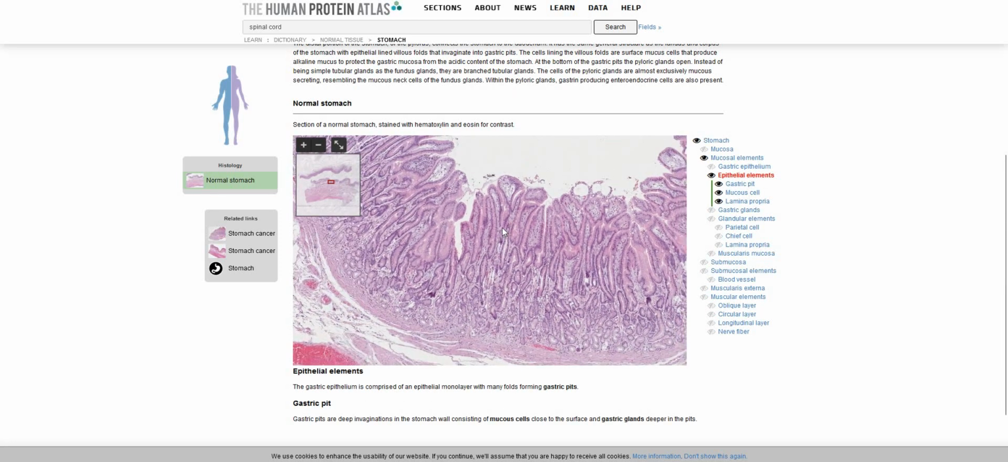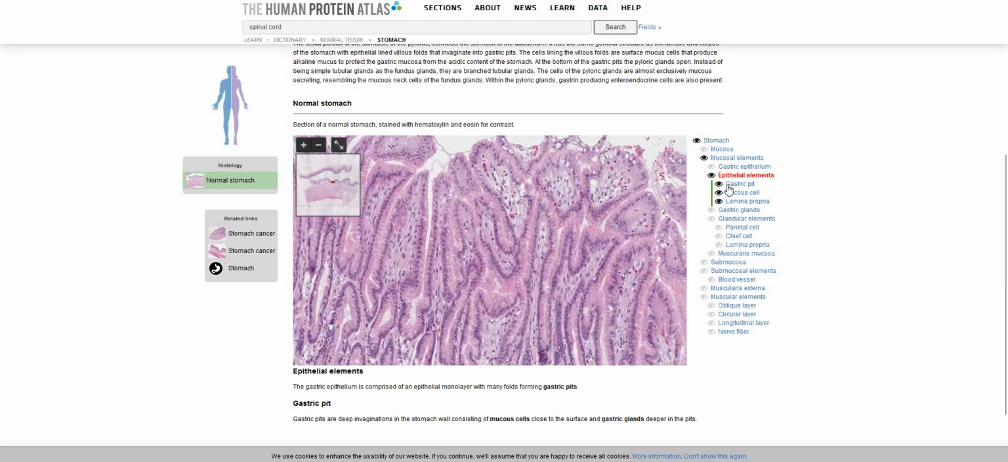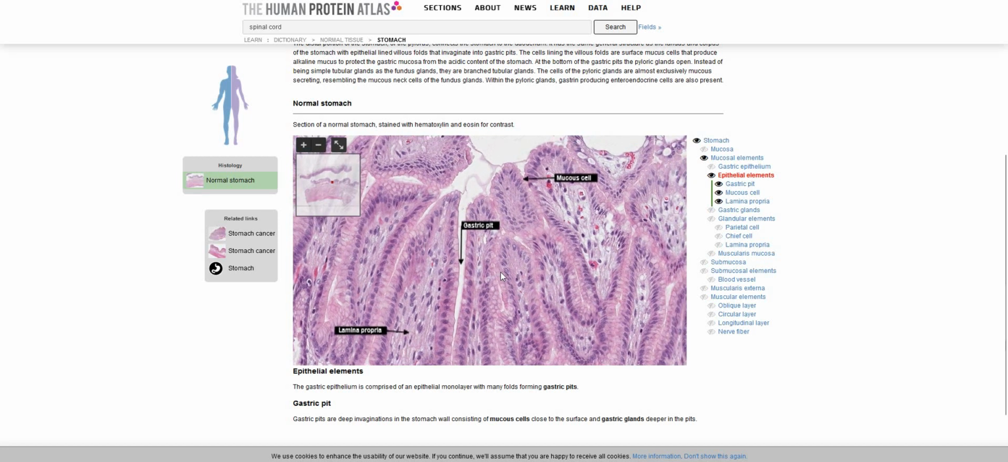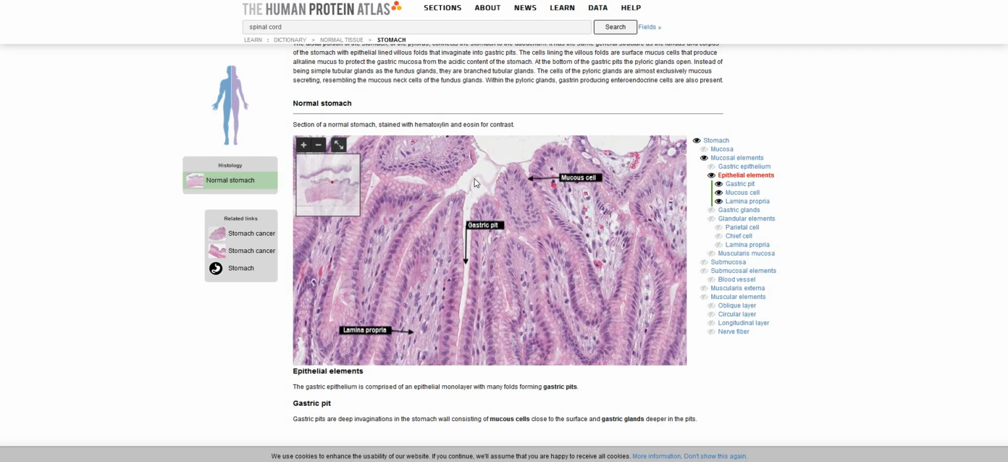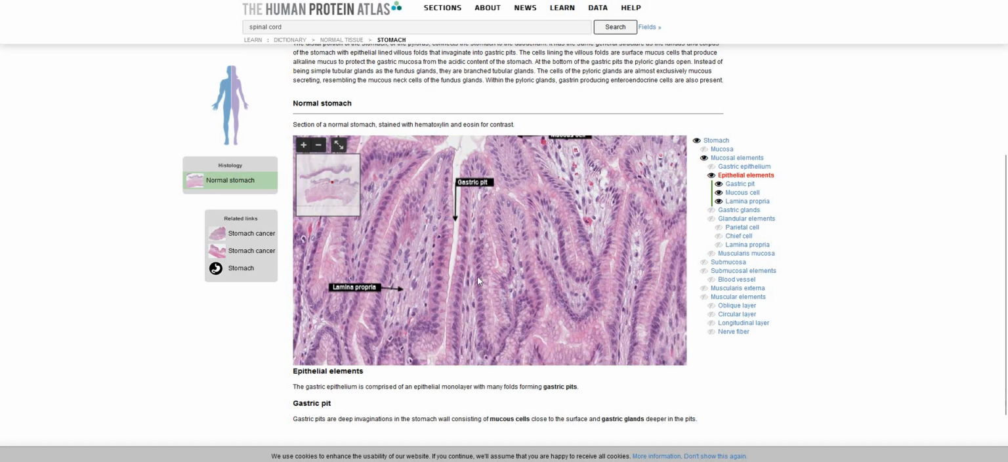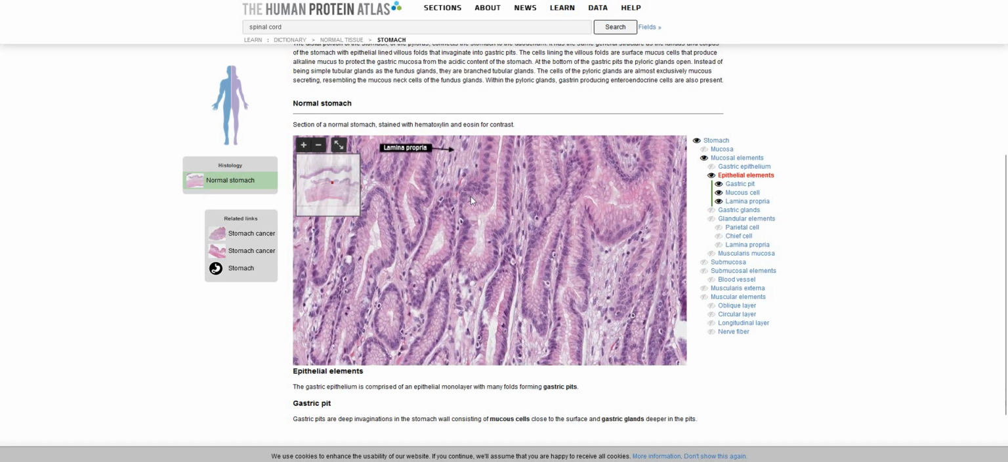So what we've done is we've zoomed in on the mucosa. We get real close here. And then we have, nicely labeled, our gastric pit. So these are tiny crevice-like depressions that lead to gastric glands. So a little further down, we're going to have our gastric gland.